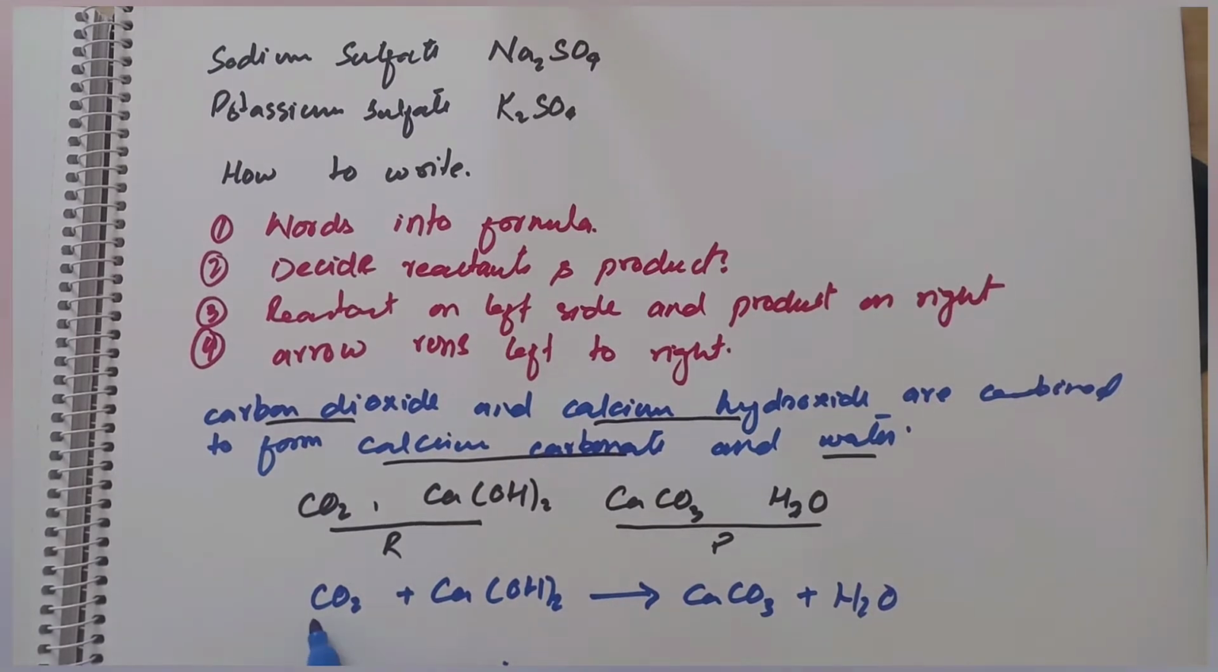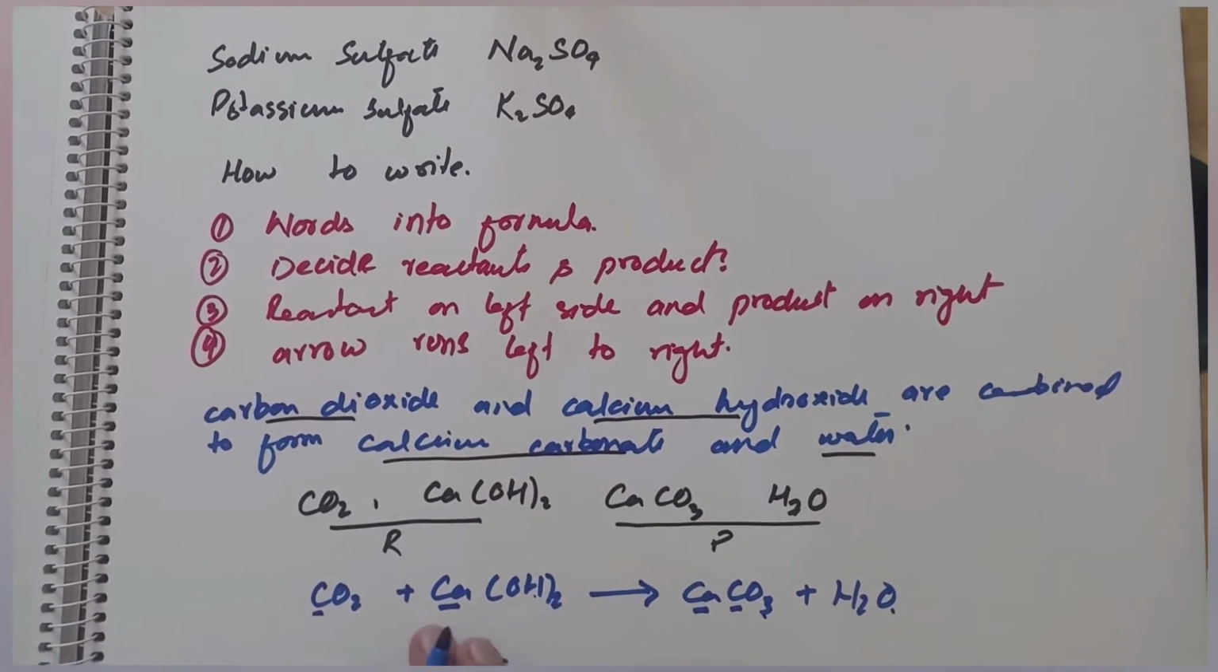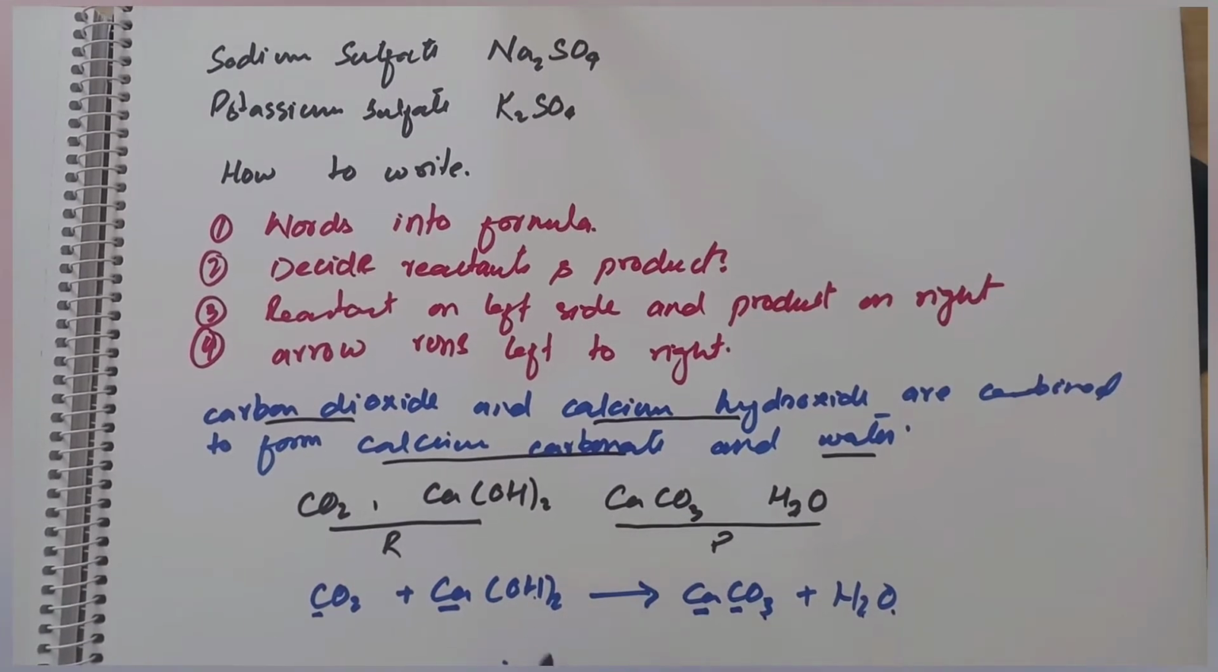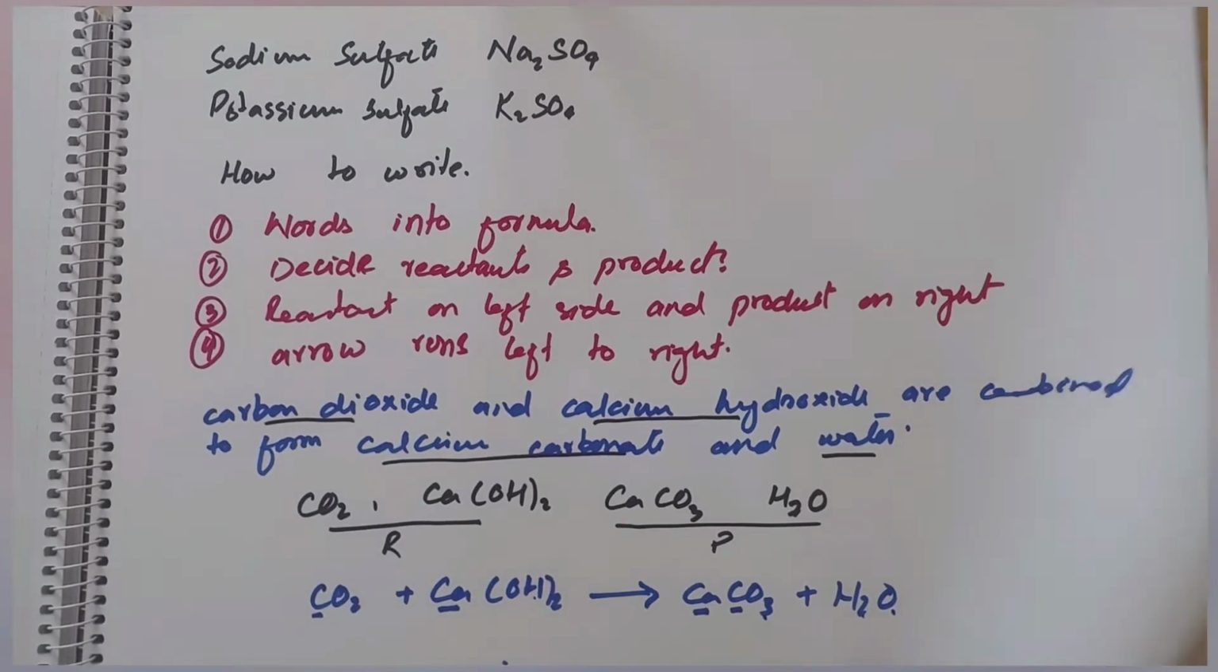For example, the carbon is 1 here, and carbon is 1 here on the product side. Same for the calcium: 1 Ca in the reactant and 1 calcium on the product side. Now if we talk about oxygen, 2 oxygen from here and 2 oxygen from here, that is 4 oxygen on the reactant side, and 3 oxygen and 1 oxygen, 4 oxygen on the product side. So oxygen is also balanced. And hydrogen, 2 hydrogen from the reactant and 2 hydrogen from the product. So this is a balanced chemical equation. Is it clear?